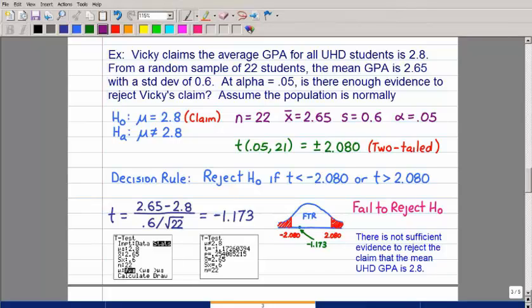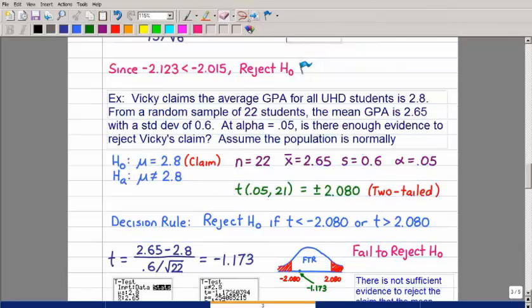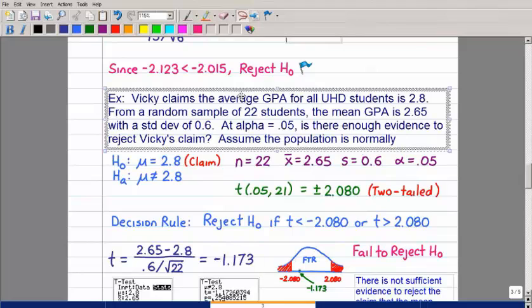So let's look at the rest of my data. Sample size n is 22. Mean GPA is 2.65 of that group with a standard deviation of 0.6. At alpha equals 0.05, is there enough evidence to reject Vicky's claim? It looks like it cut off here. The population is normally distributed. There we go.